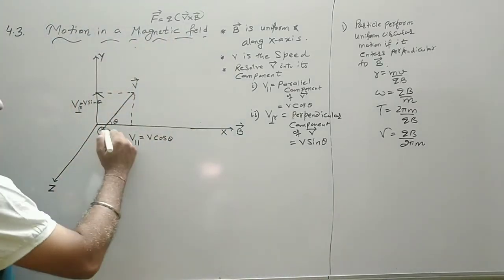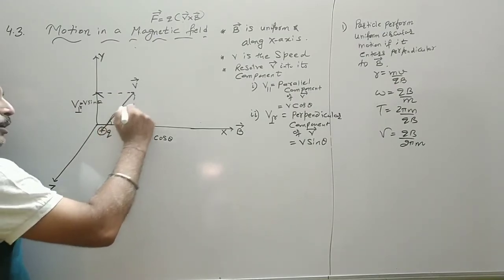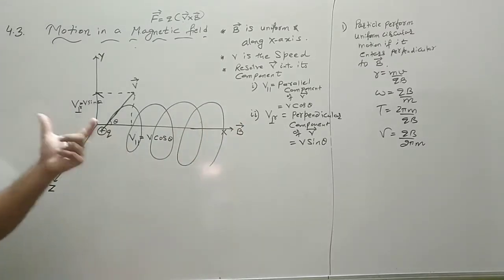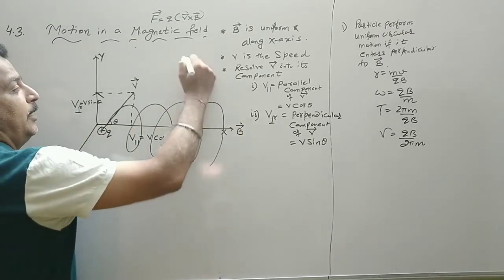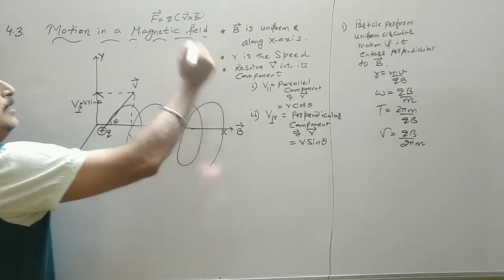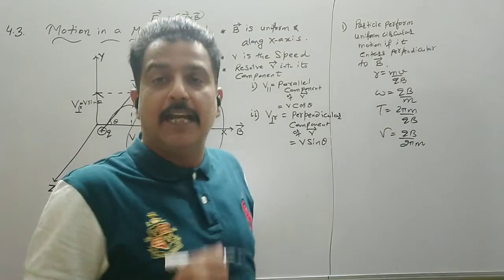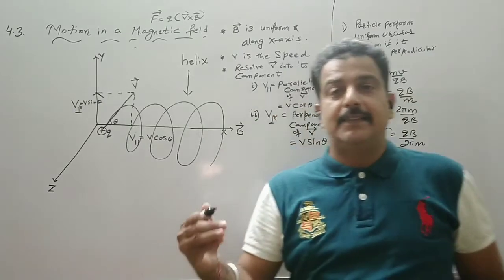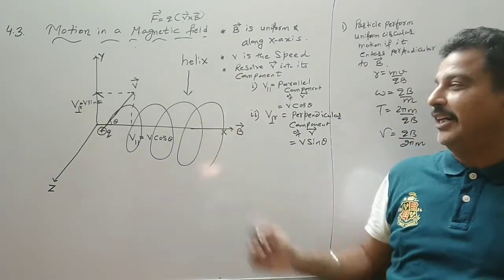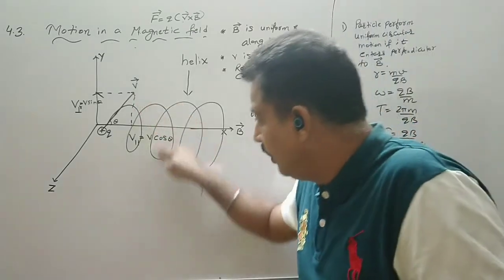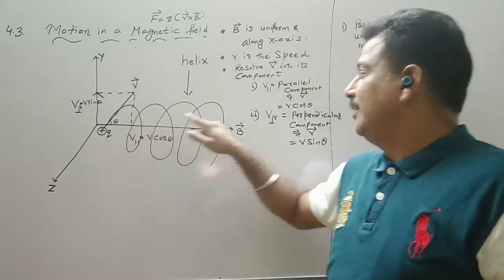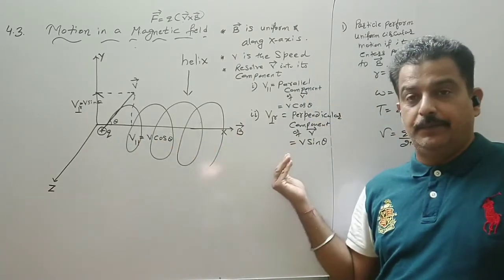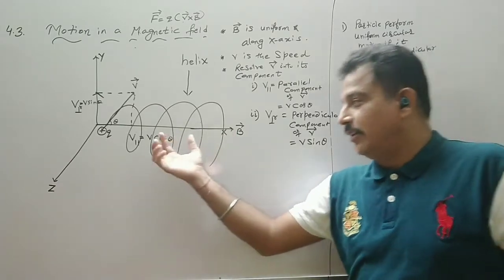So in this situation, what happens? The particle will perform a helical path. Such a path is called a helical path, and this shape is referred to as a helix. So what is the conclusion? If the particle enters making an angle theta with the B vector, the path is helical, or the shape will be referred to as a helix. So it is moving in a circular path due to the perpendicular component, and it is performing linear motion due to the parallel component.